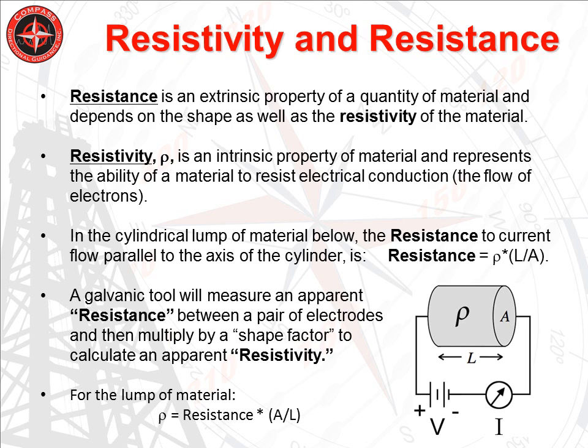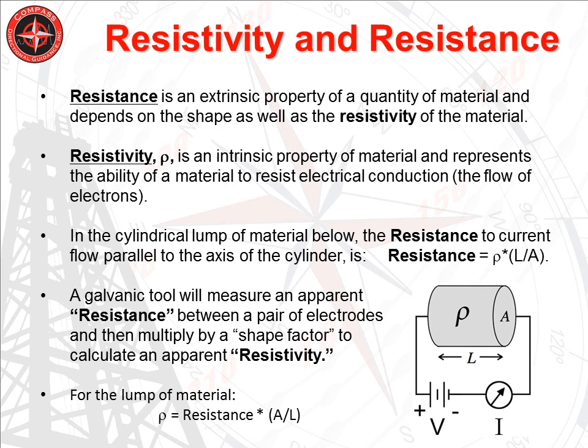The resistance between the two flat faces would be the resistivity ρ times the length L divided by the area A. In practice, a tool will apply a known voltage difference between at least two electrodes, causing current to flow into the formation. The injected current is then measured by some means. The ratio of the applied voltage divided by the measured current gives an apparent total resistance. It is converted into apparent resistivity by multiplying the apparent resistance by a geometrical or shape factor.